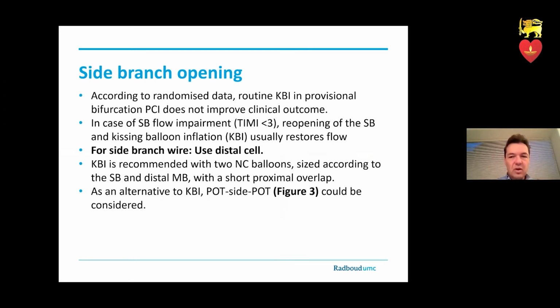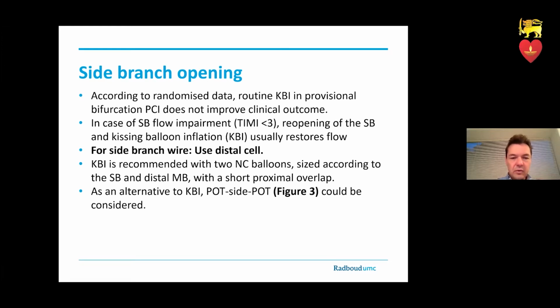About side branch opening itself, you can see, according to the randomized data, routine kissing balloon inflation in provisional bifurcation does not improve clinical outcome. So we do it as I showed you in this case, because I was afraid that after pulling the wires, the angle would become again very unfavorable, and I wanted to do a balloon at that moment. But it's not demonstrated in randomized trials that we have to do the kissing balloon in the end.